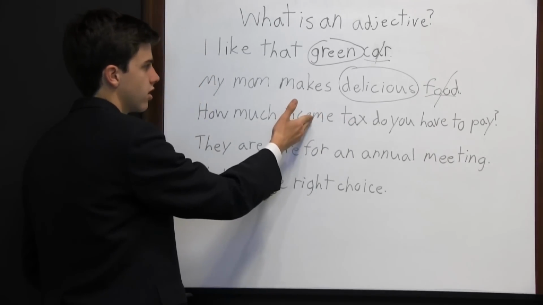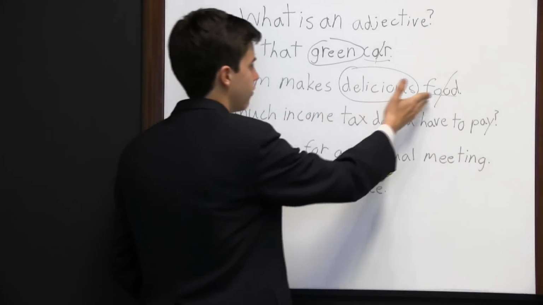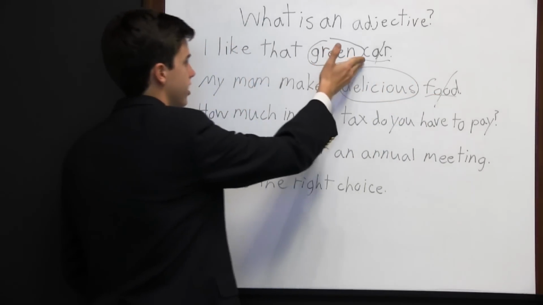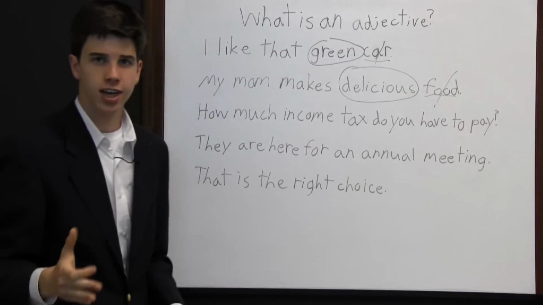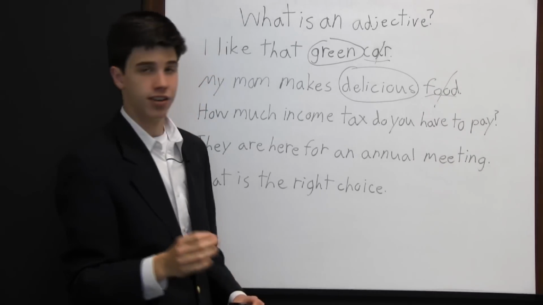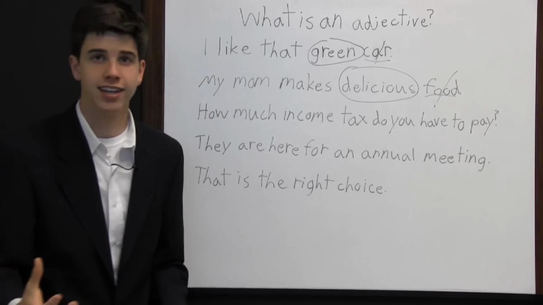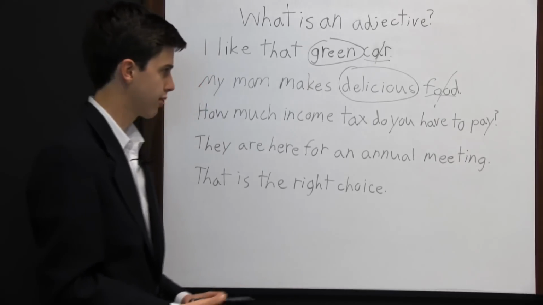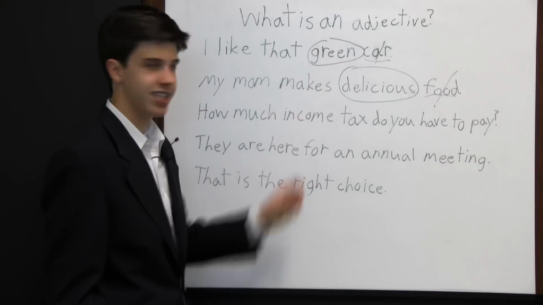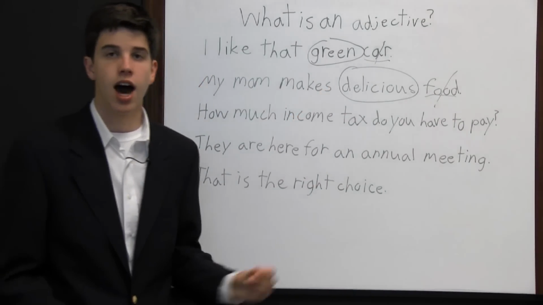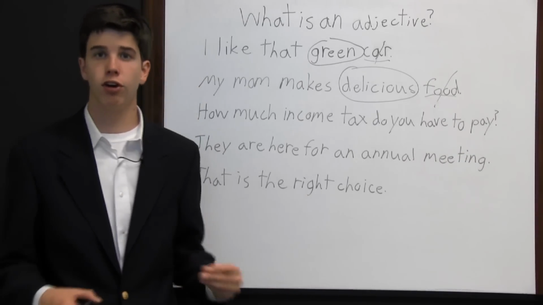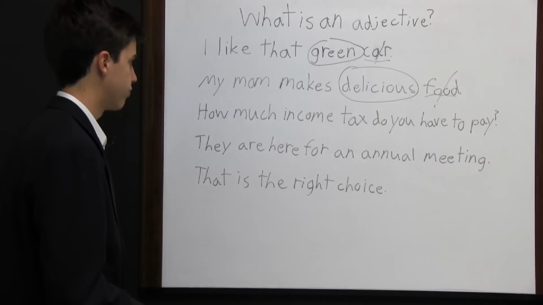It's an income tax. What kind of food is here? It's delicious food. What kind of car is it? It's a green car. So a lot of times if you look at a certain noun in a sentence and you ask, what kind is it? or ask some kind of question similar to that, you can find the adjective, because the adjective is answering a question about another word in the sentence, because it's further describing that other word.